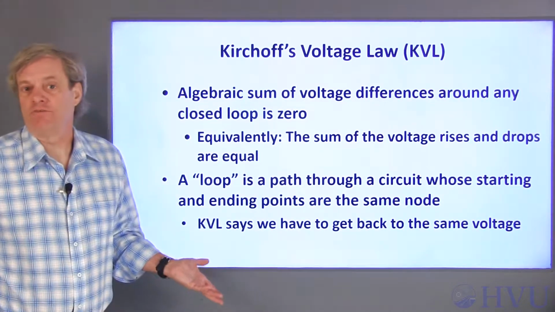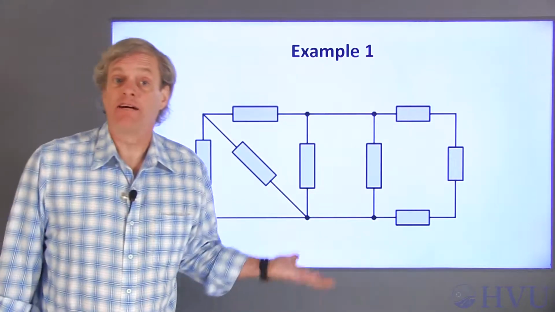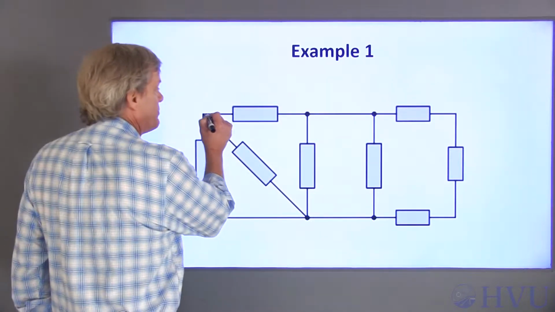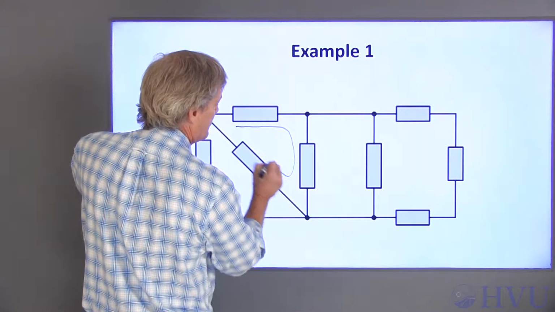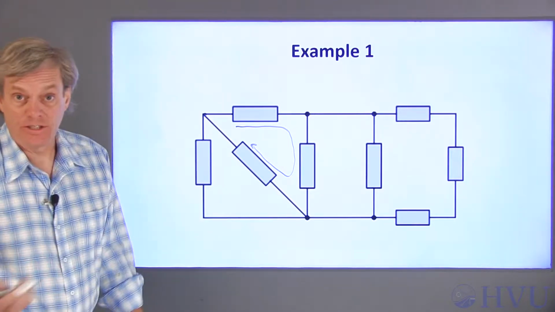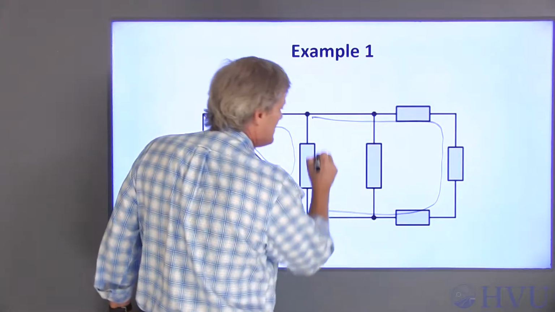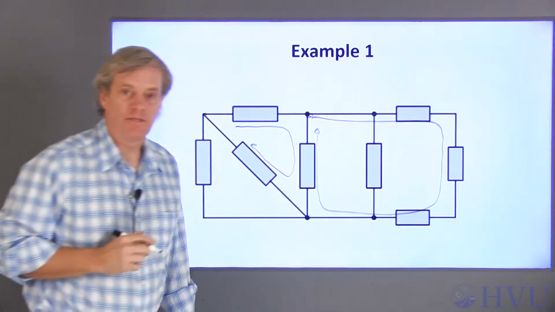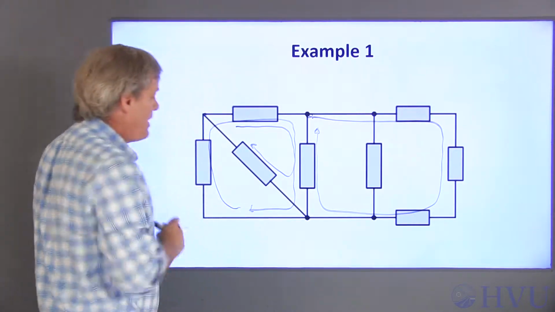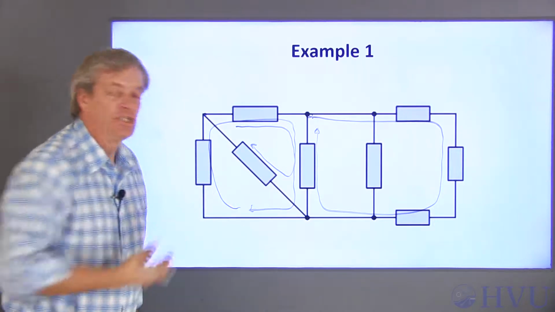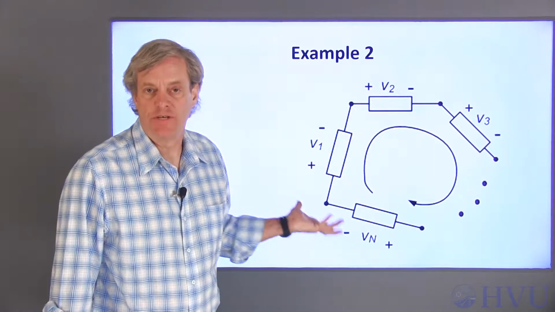Now let's do a couple of examples of applying KVL. Suppose we have a circuit that looks like this. There are a lot of different loops that we can define. As long as we start and end at the same point, it's a valid loop. So say I start here and go through these three elements. That's a legitimate loop. We can start here and go through all of these elements. That's also a legitimate loop since I get back to where I started. We can go around all of these and account for this voltage, and this voltage. That's also a loop.